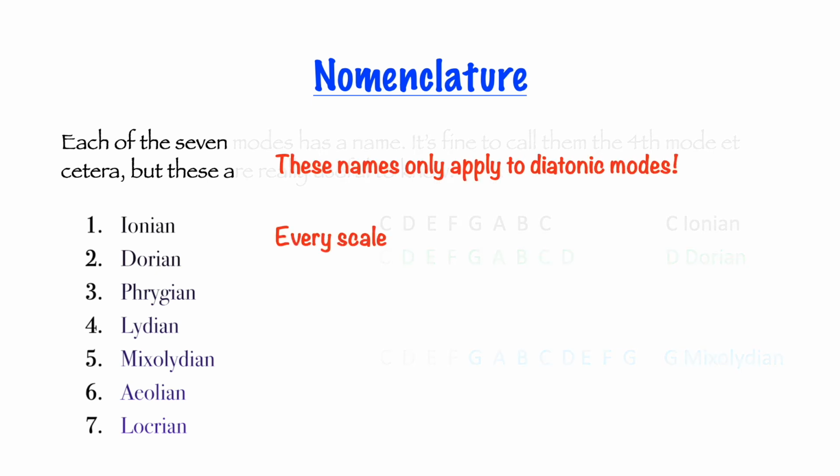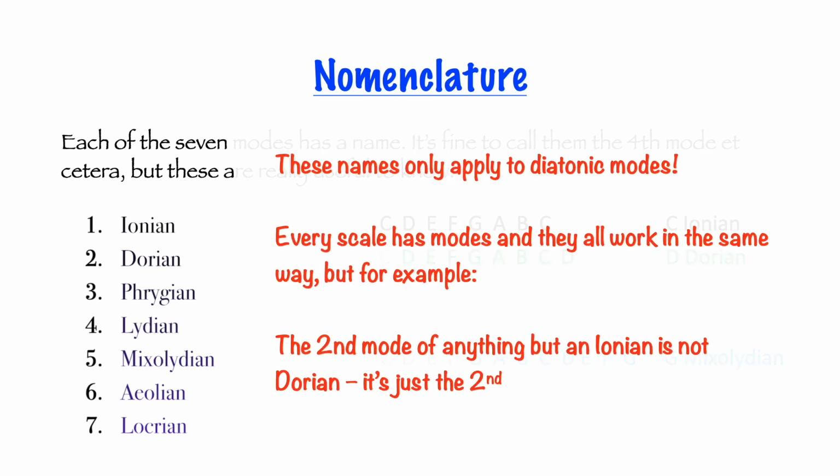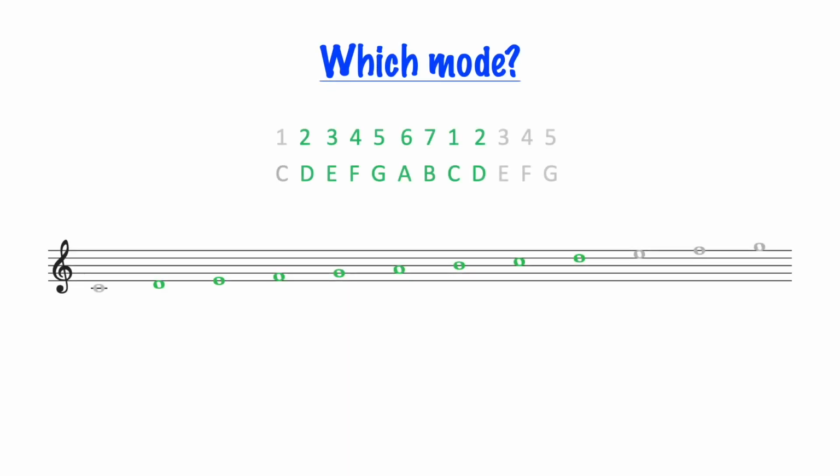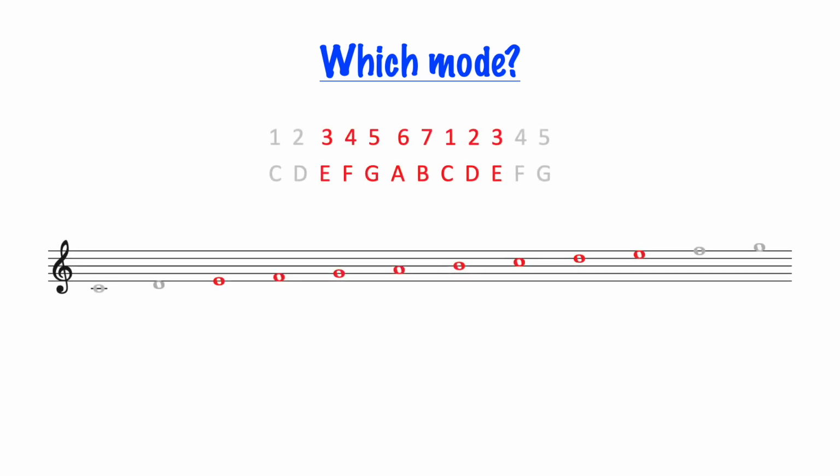Take note that every scale has modes and they all work in the same way. We can first name the starting and ending note, and then the technical name of the degree in the major. What is this mode? The starting note is D, and it is the second note of C major. So this is D Dorian. It sounds like this. How about this? The starting note is E, and it is the third note of C major. So this is E Phrygian. Let's listen to this mode.